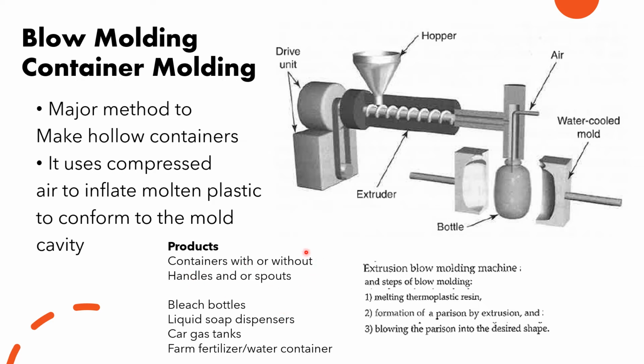The products we make by using container molding, of course, are containers, yeah? Containers with or without handles or spouts, bleach bottles that you use at home, liquid soap dispensers, car gas tanks, and the fertilizer water containers, the giant ones, right? 100 gallons or 200 gallons, these containers that you can see when you go out into the country.